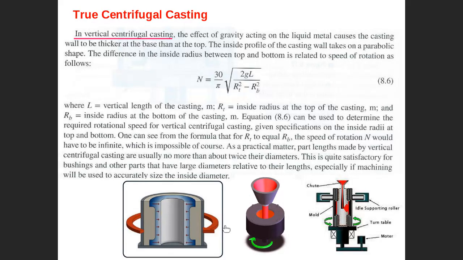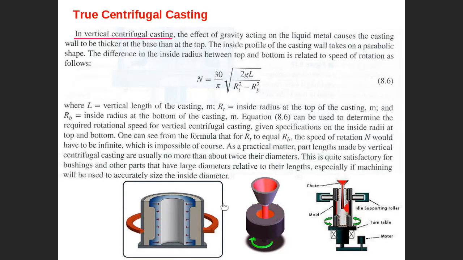It is less common compared with the horizontal. Mostly horizontal centrifugal casting, but in some very special cases they do vertical, but the lengths are not big, usually a smaller length. Bigger lengths are usually horizontal centrifugal casting.